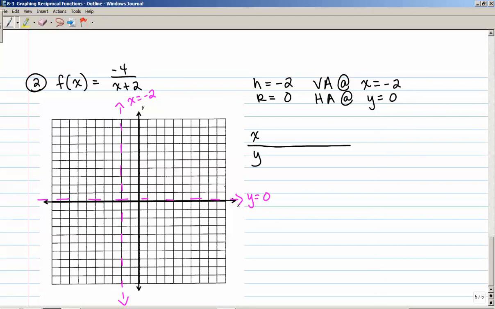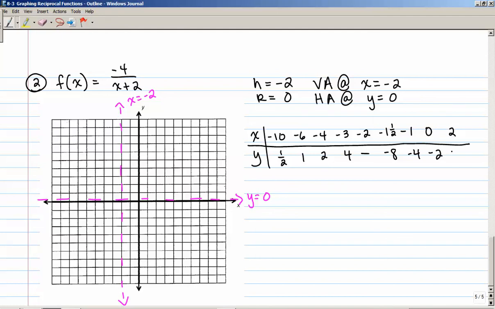And remember, when you're plugging in values into your table, you may not know what to do. Just look at the graph, start far enough to the left, and if you start to get some really weird fractions, just don't worry about them. Keep going until you find some numbers that you like. And here are some numbers I like. Negative 10, 1/2, negative 6, 1, negative 4, 2, negative 3, 4, and remember negative 2 didn't work. That's good. And then I had a negative 1.5, which gave me a negative 8. Negative 1 gave me a negative 4, 0, negative 2, and 2, a negative 1. I think that's enough points that I can go ahead and graph this.